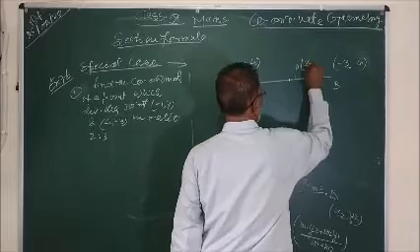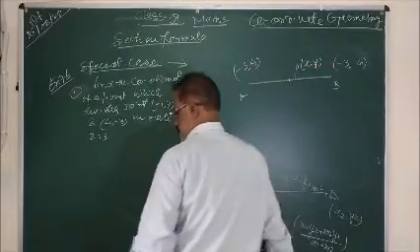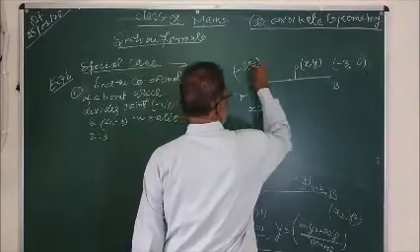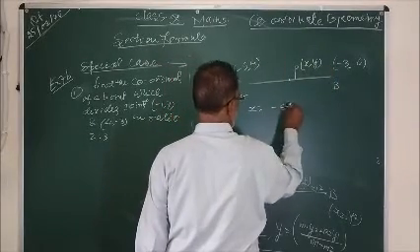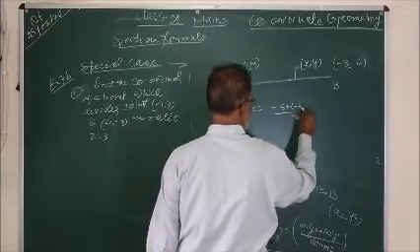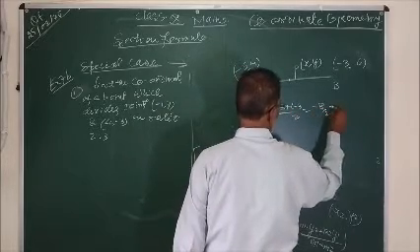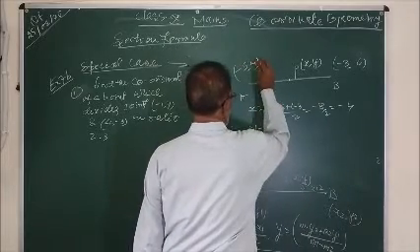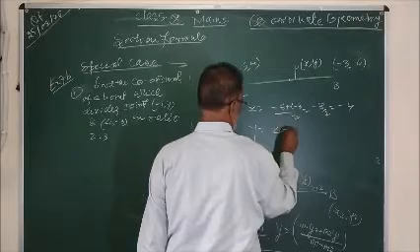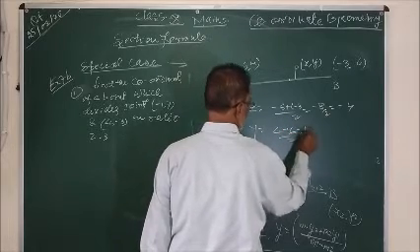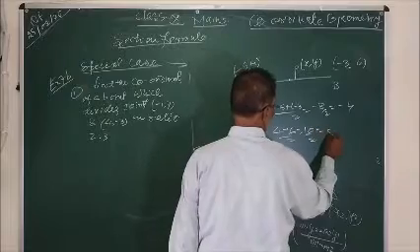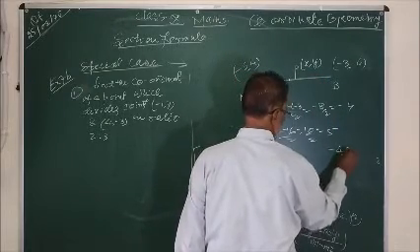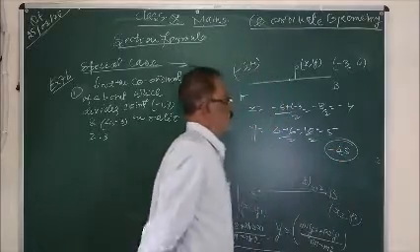You have to find the coordinates of P. So what will be the answer? x will be (x1 plus x2) by 2, that is (-5 plus -3) upon 2, which is -8 by 2, equal to -4. And ditto, y is (y1 plus y2) by 2, that is (4 plus 6) upon 2, which is 10 by 2, equal to 5. So the coordinates of this middle point are -4 and 5.